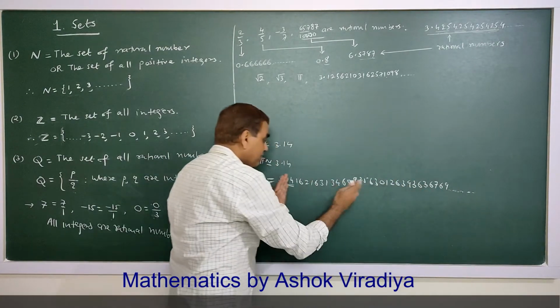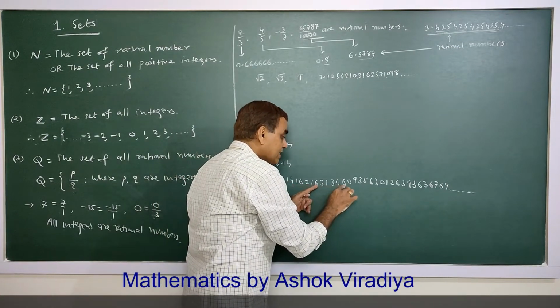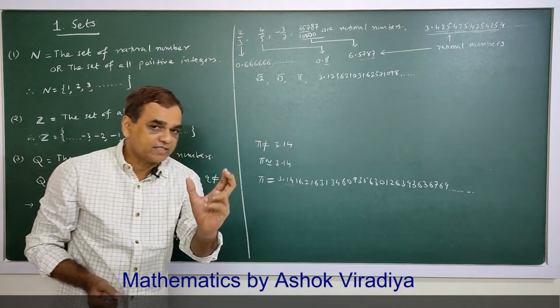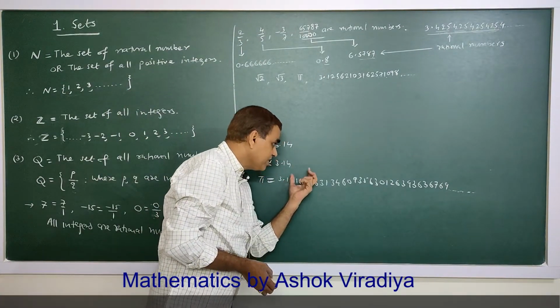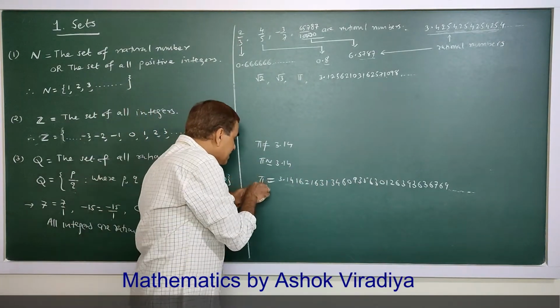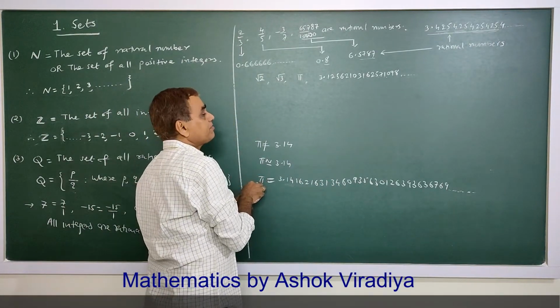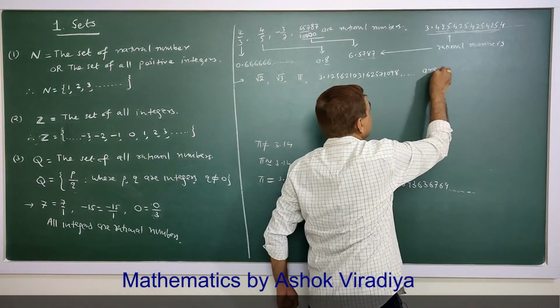But in this decimal form, nowhere will you find regular recurrence, neither recurrence of a single digit nor recurrence of a bunch of digits. That's why these are irrational numbers.